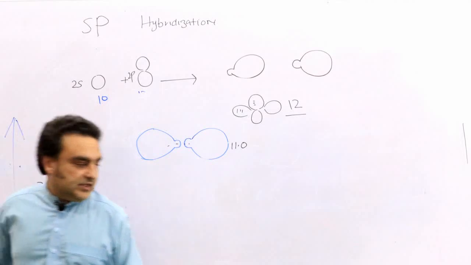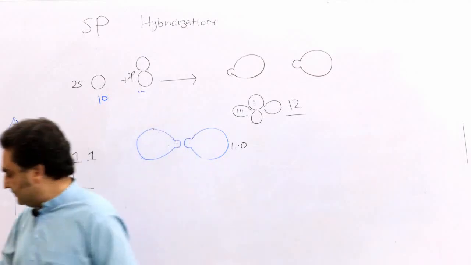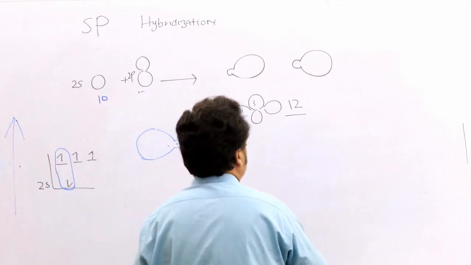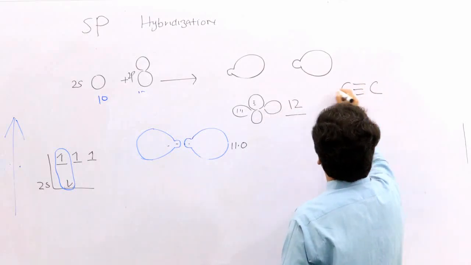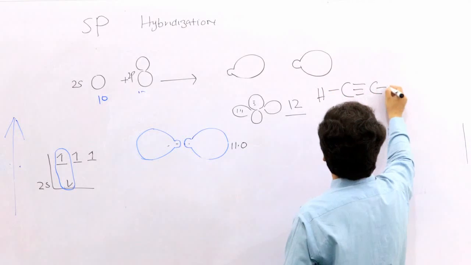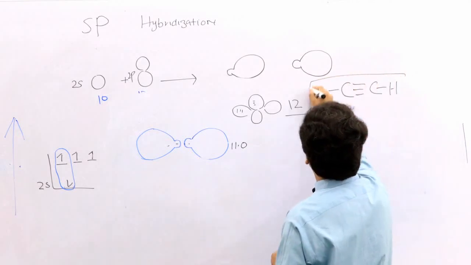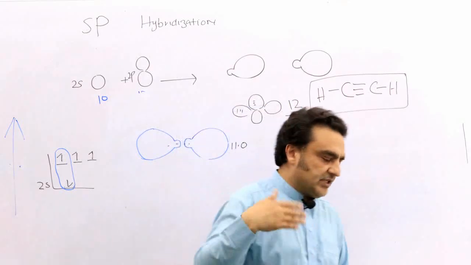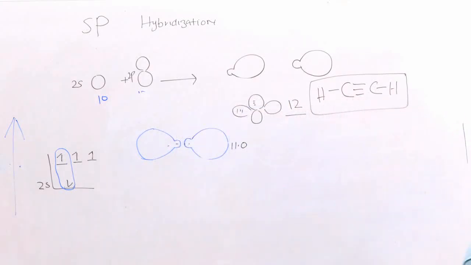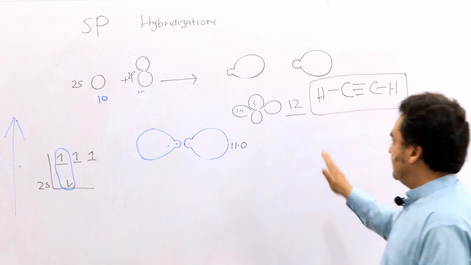So let me write that molecule. Today we will be discussing this molecule. This is called ethine, or acetylene, or you can say ethine. Okay, and this is its nomenclature, and we shall study it.